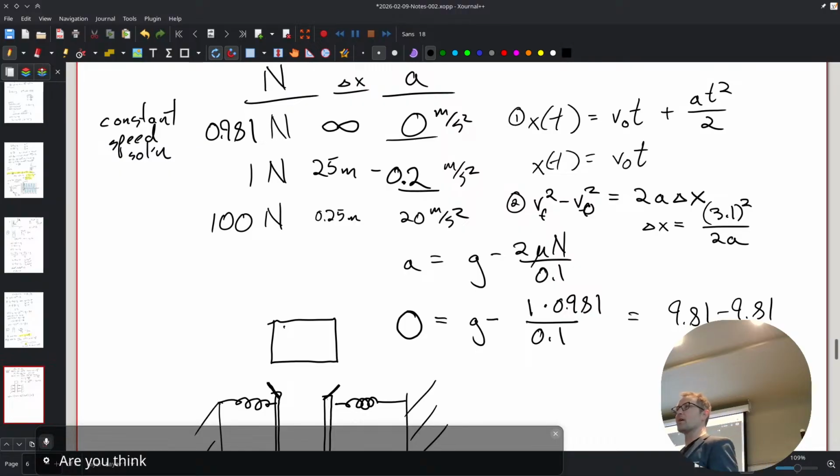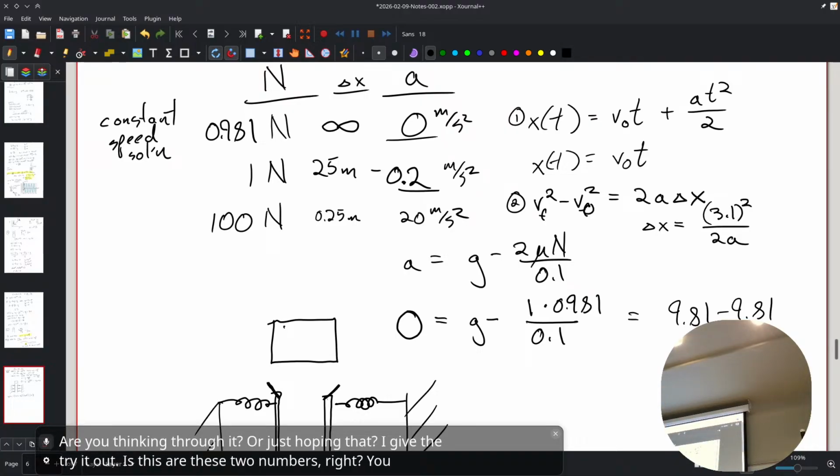Are you thinking through it or just hoping that I give the answer? Try it out. Are these two numbers right? 100 newtons? What happens? Different numbers? Okay. I'm solving for stopping this.